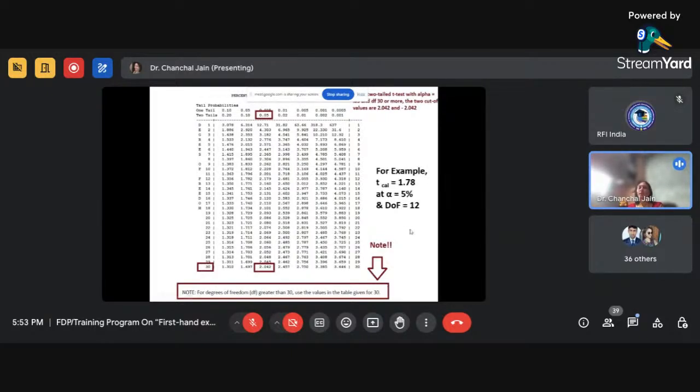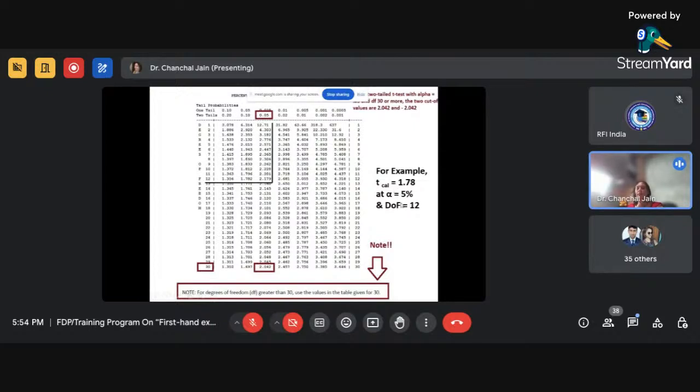So here I tried to explain this thing. Suppose you have calculated the value of t using the formula and you are getting its value as 1.78, right? And you have assumed that your alpha is 5%, and suppose your degrees of freedom is coming as 12, right? So now how can you find the t value using the table? For that, as I told you yesterday, you need to know the degrees of freedom and your level of significance. Using these two figures, you can get the t value.